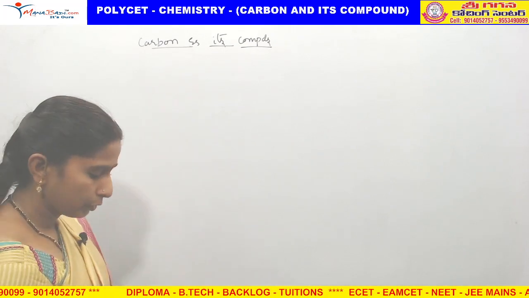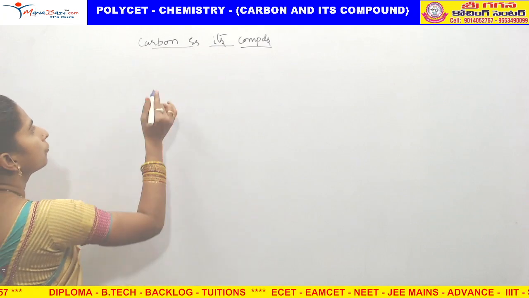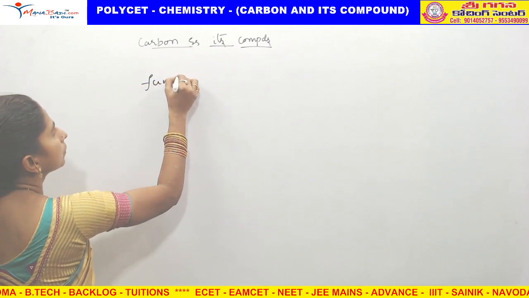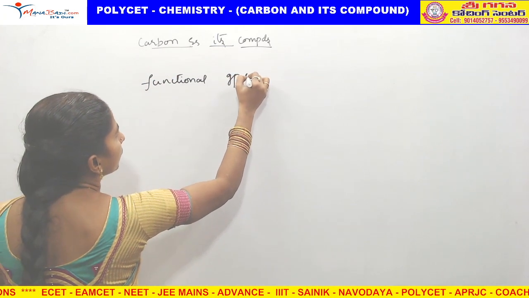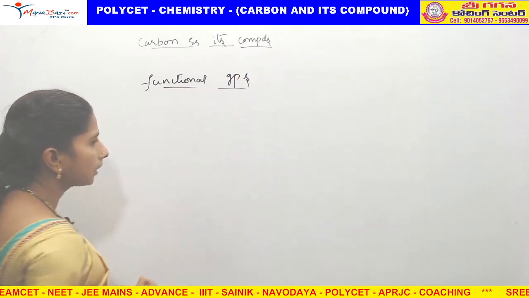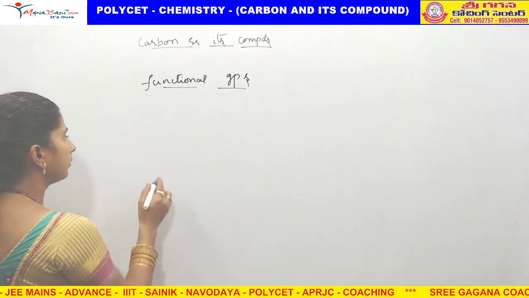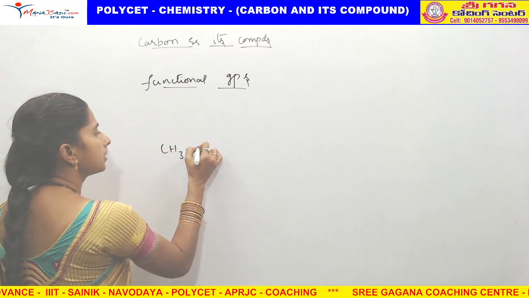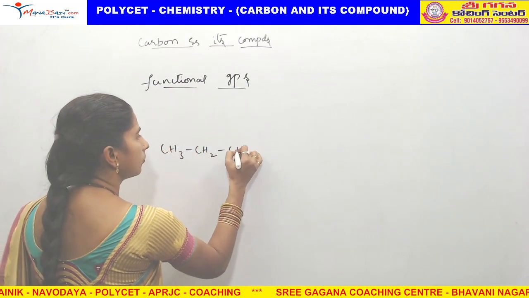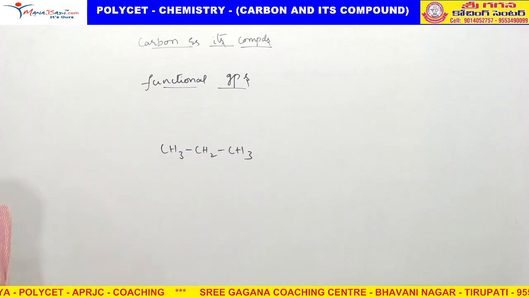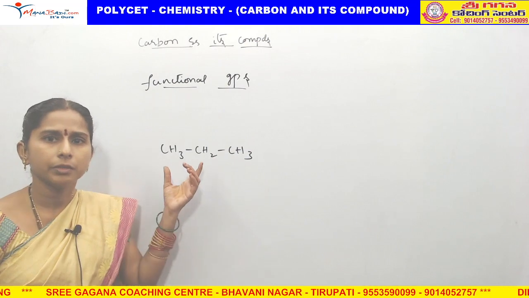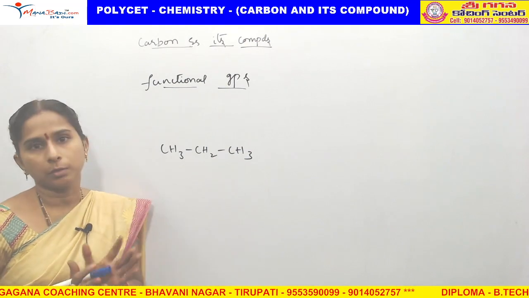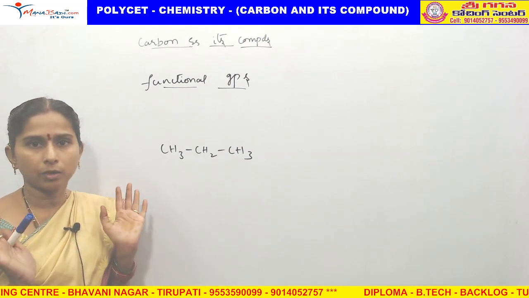Now we are going to know the functional groups. What is a functional group? In organic compounds, I already gave CH3, CH2, CH3. For example, this. Is there any extra element? No extra element, only carbon and hydrogen. This is called a hydrocarbon.